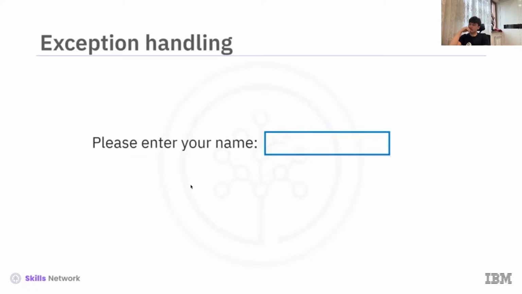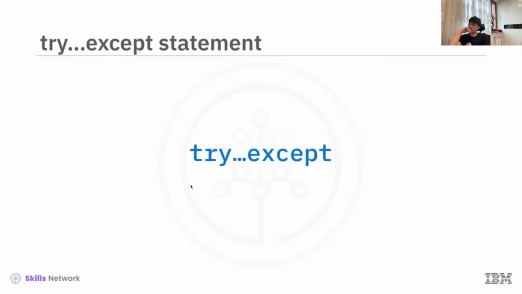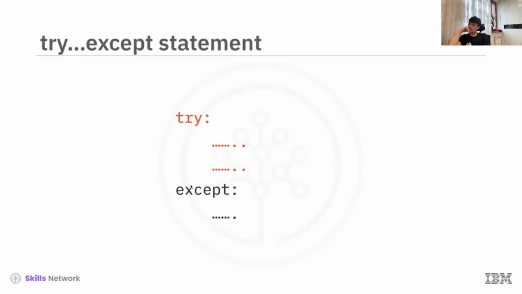So let us see how exception handling works. We will first explore the try except statement. This type of statement will first attempt to execute the code in the try block, but if an error occurs, it will kick out and begin searching for the exception that matches the error. Once it finds the correct exception to handle the error, it will then execute that line of code.